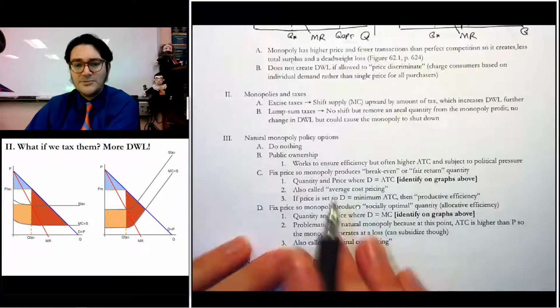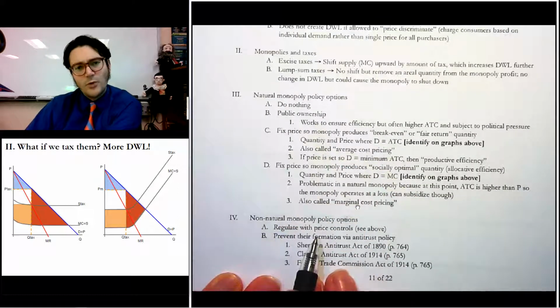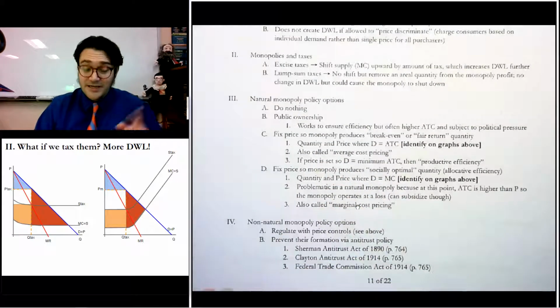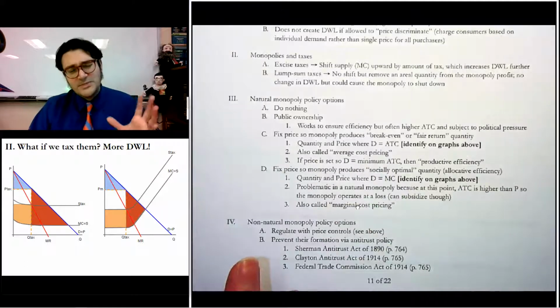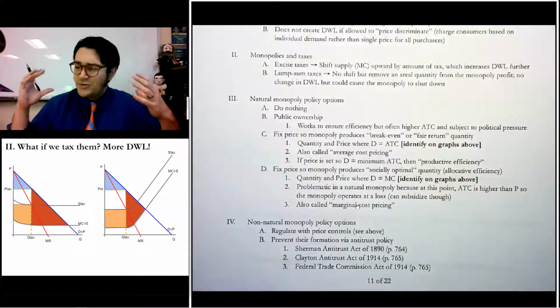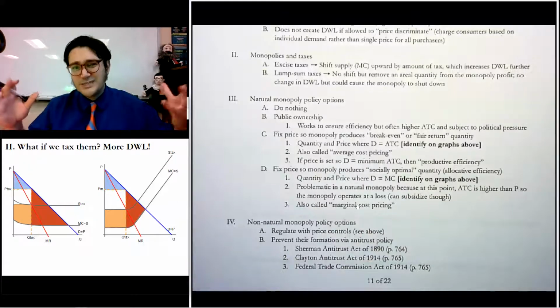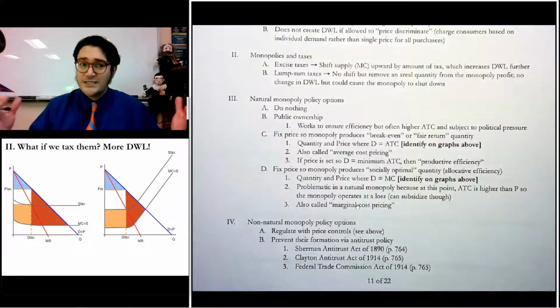So we have some policy options, and they actually depend on what kind of monopoly we're working with. With a natural monopoly, I'm going to give you a few options. Number one is do nothing. And that may not always be the most tempting option, since people often say, oh, we ought to do something and fix problems. Sometimes the cure is worse than the disease. And so do nothing should be considered as an option.